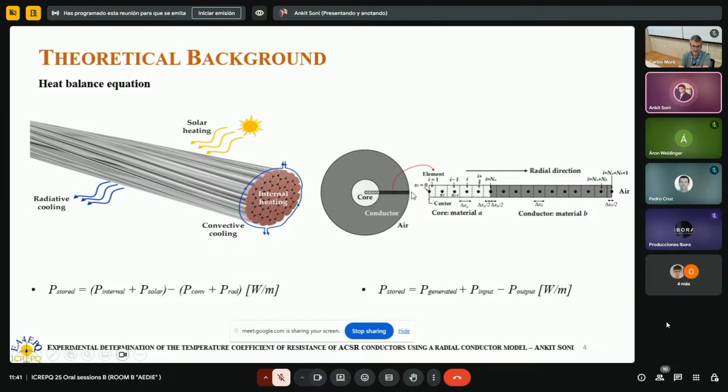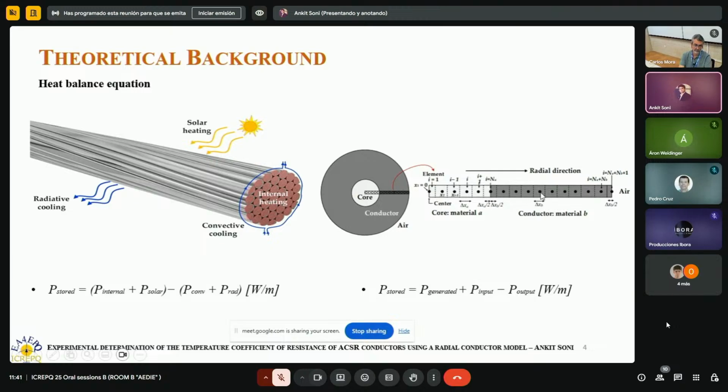In the normal situation, we consider only the surface temperature, but using this particular model, I have tried to calculate the average temperature. Here there are different sections starting from the surface to the core. This particular part is for the aluminium. I have used this particular model for the P stored, meaning the increase in temperature.